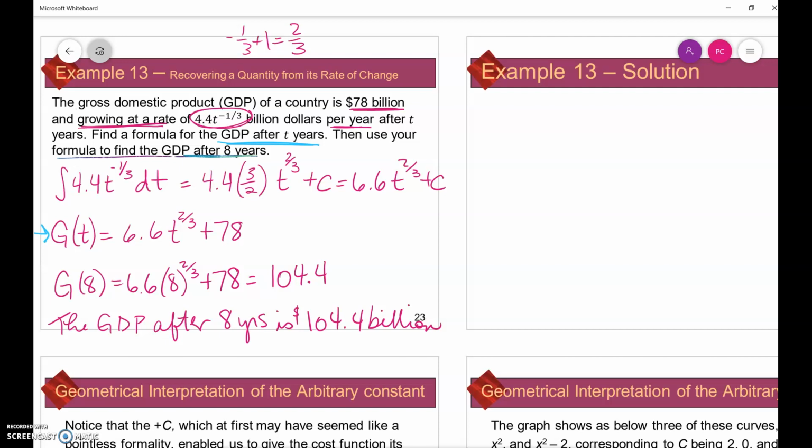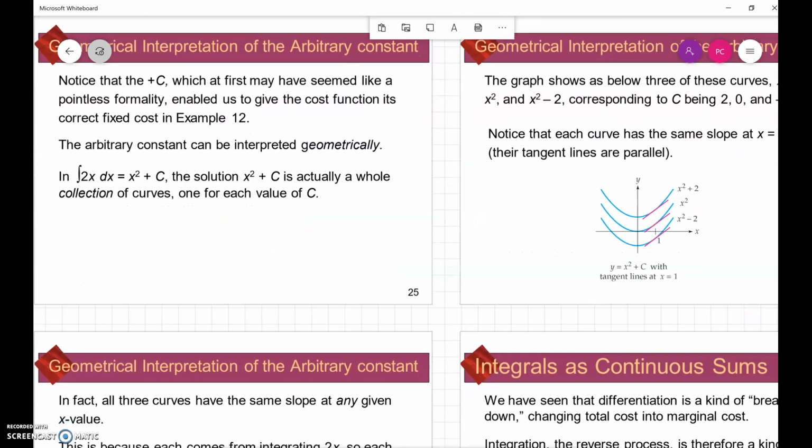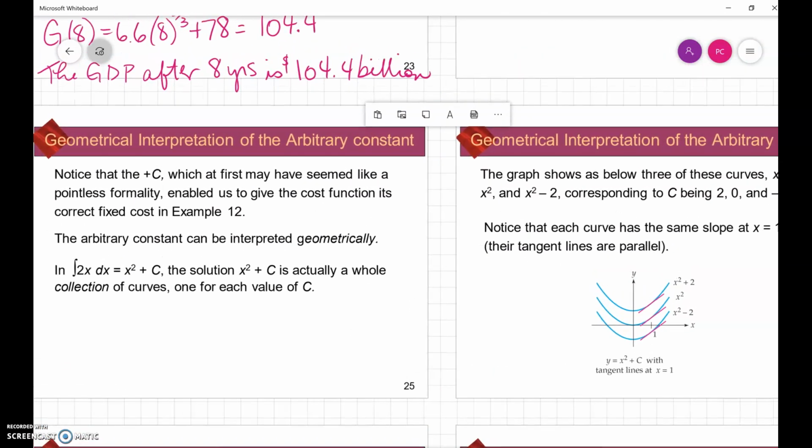All right, so I'm going to stop this video here, and we're going to talk more about the geometric interpretation of integrals in the next video.